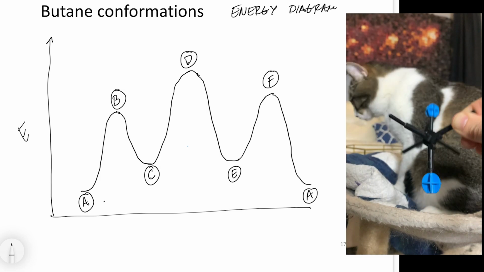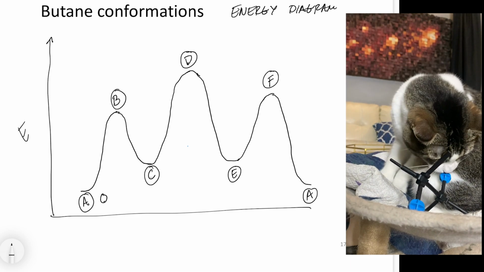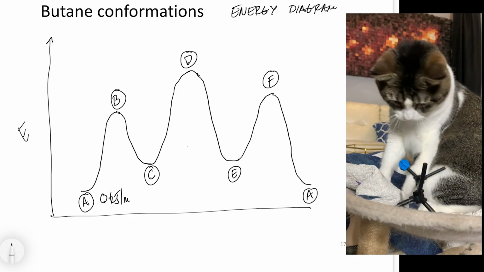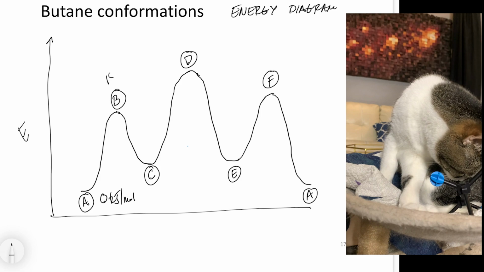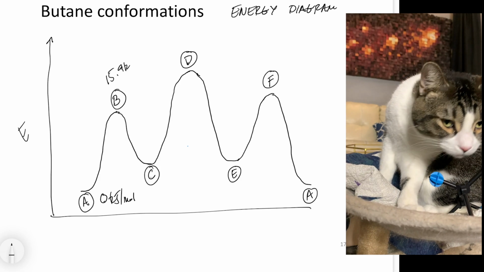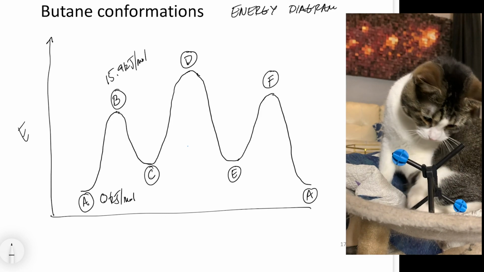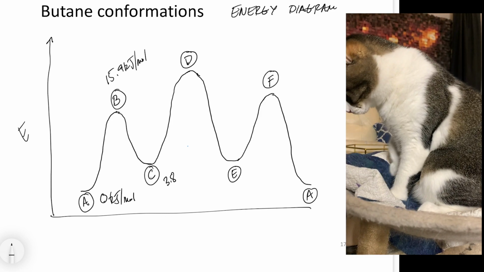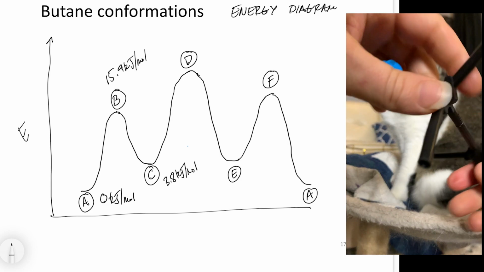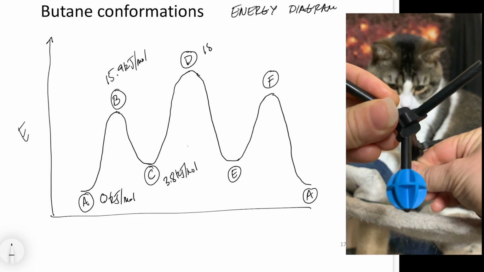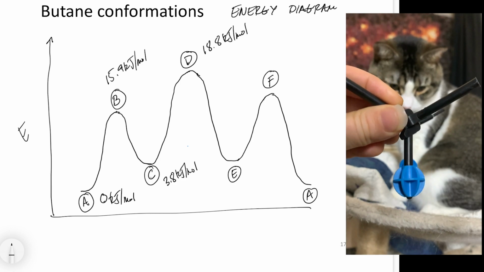So this is not to scale, but I'm going to give you some relative energies here. So if A was 0 kilojoules per mole, B has an energy of around 15.9 kilojoules per mole. C is about 3.8 kilojoules per mole. D, with those syn methyls right beside each other, not happy. This butane is quite high in energy, 18.8 kilojoules per mole.